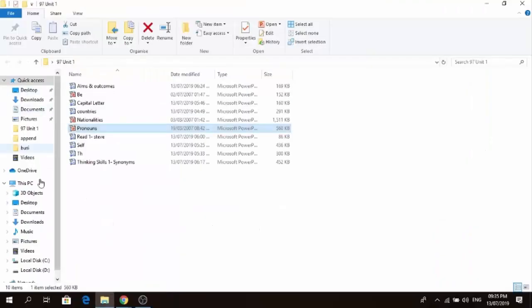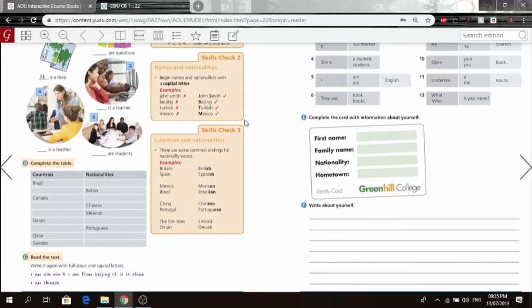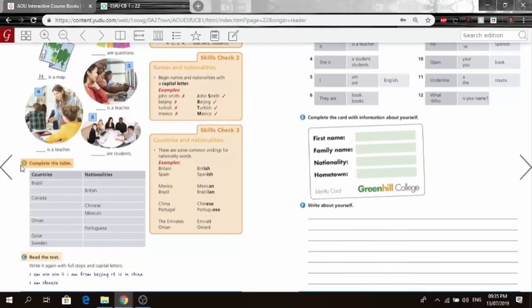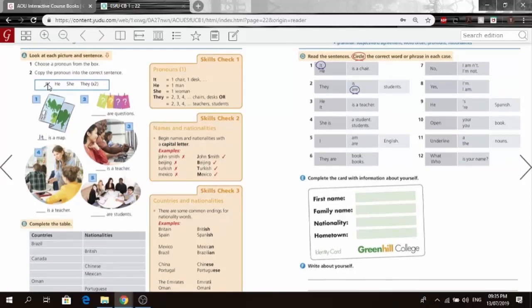Okay? Hope you guys got that in a better way. I tried to change it up. And now let's move on to this number. Actually, no. We didn't even finish the exercise A. So look at each picture and sentence. Choose a pronoun from the box. Copy the pronoun into the correct sentence. Okay? So we have it, he, she, they, and they again, right?